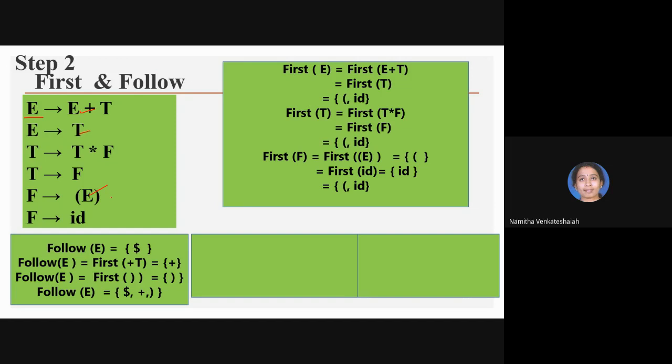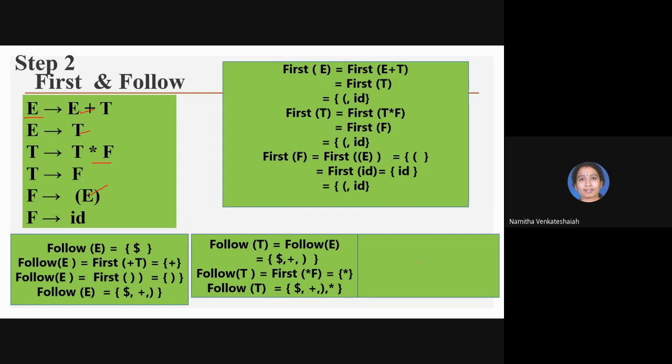And now I should find follow of T. Follow of T is nothing but follow of E. You know that. So here T is there, here also it is follow of E, here also it is follow of E. And here I have again follow of T, that is follow of T itself. So I got follow of T is dollar, plus and closed brace. And follow of T in this case is first of star F. Since star is terminal, I will get star only. So together, follow of T is dollar, plus, closed brace and star.